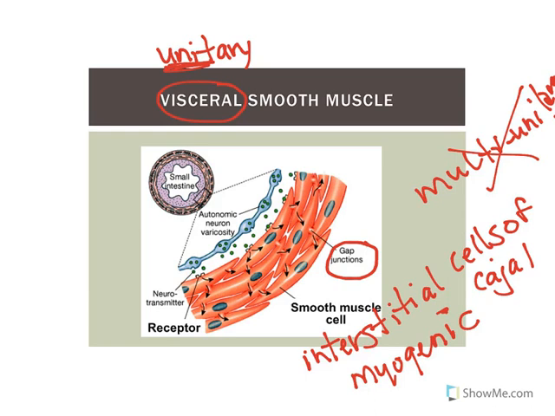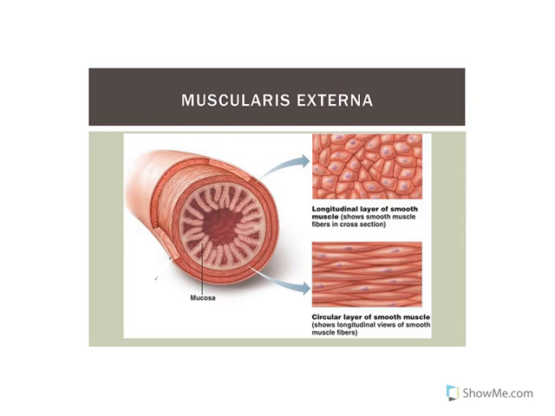Now, when we look at the majority of the GI tract, we have two layers of smooth muscle. The stomach will have three. It'll have an oblique layer too, but for most of the rest of the gastrointestinal tract, we have two layers of this smooth muscle, and it's part of what we refer to as the muscularis externa. We have a longitudinal layer, and we have a circular layer.